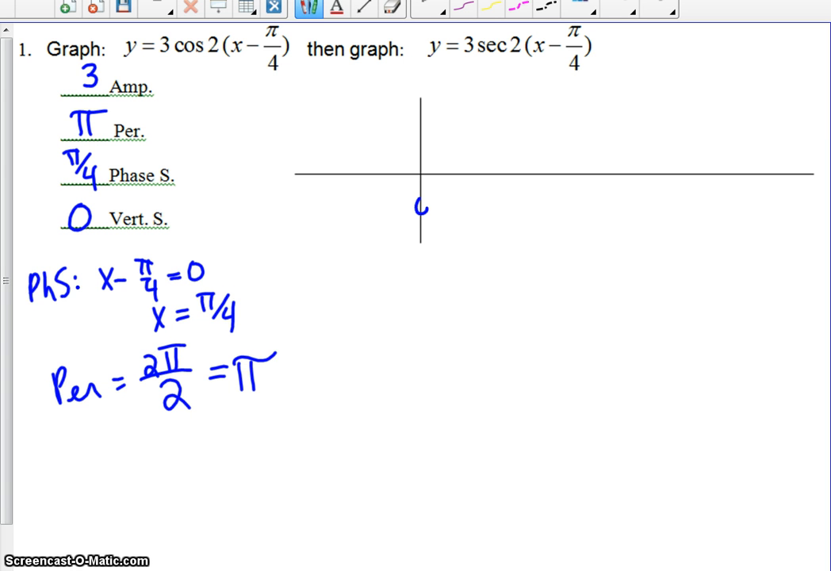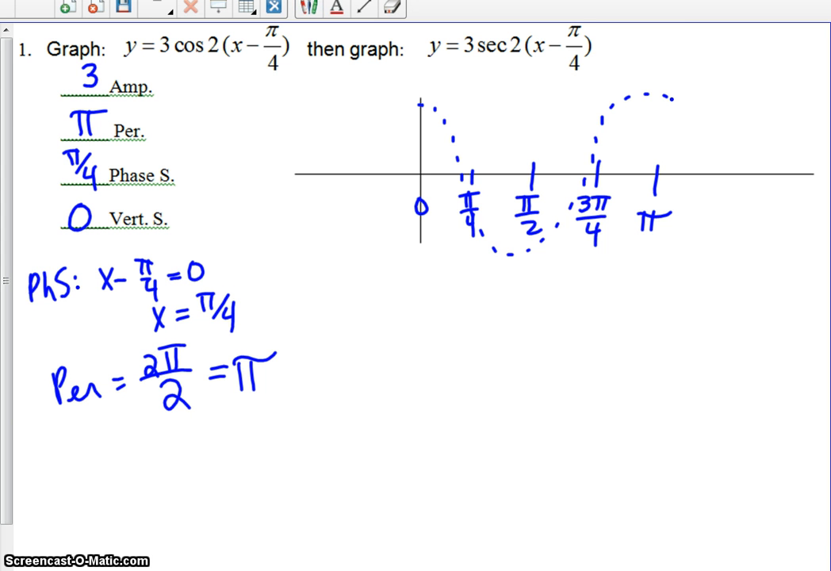All right, so we start at 0. We have a period here of pi. Halfway would be pi over 2. Half of that is pi over 4, 1/4. Half of that is 3 pi over 4. All right, so if it was the cosine curve, there's my cosine curve. But now I have to do my phase shift. I'm shifting everything 1/4 to the right. So instead of starting here, I'm going to start here.